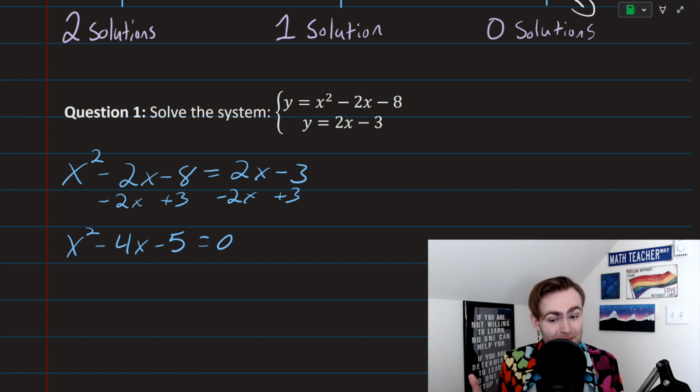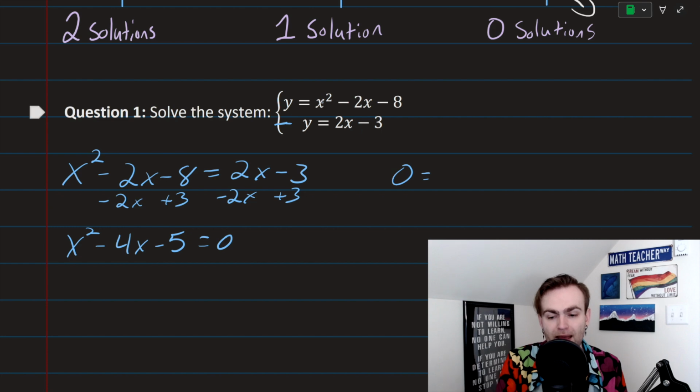We also have elimination. I can subtract this equation from the top. I can subtract linear from the quadratic. y minus y is 0. x squared minus no x squared term would just be x squared. Negative 2x minus 2x would be a minus 4x. And a negative 8 minus a negative 3, minus a negative means plus. Negative 8 plus 3 is negative 5. We end up with the exact same spot.